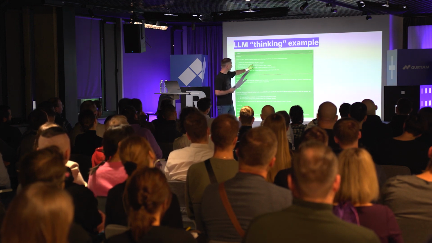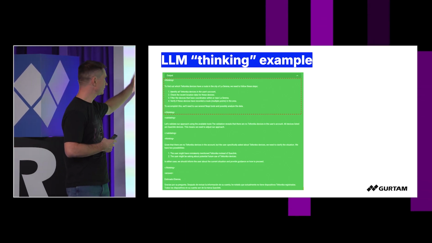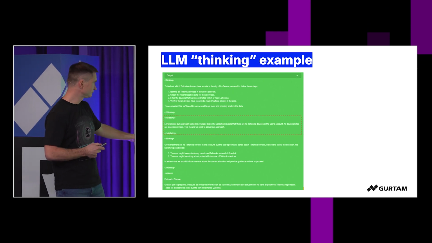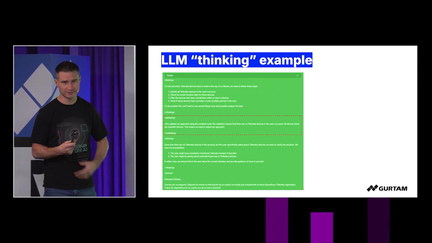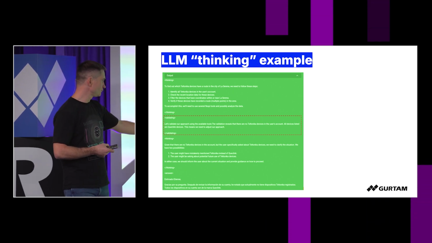To find out which Teltonica devices have a road in the city of La Serena, we need to follow these steps: 1, 2, 3, 4. Then validating. It checks whether its thinking is correct, and extracts additional information. Let's validate our approach using the available tools.